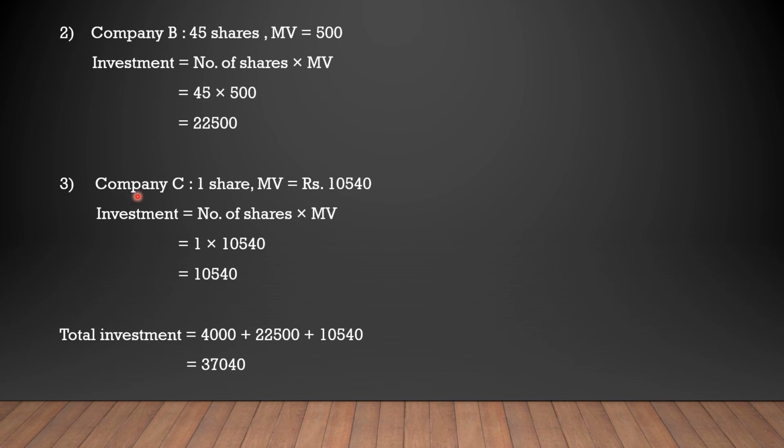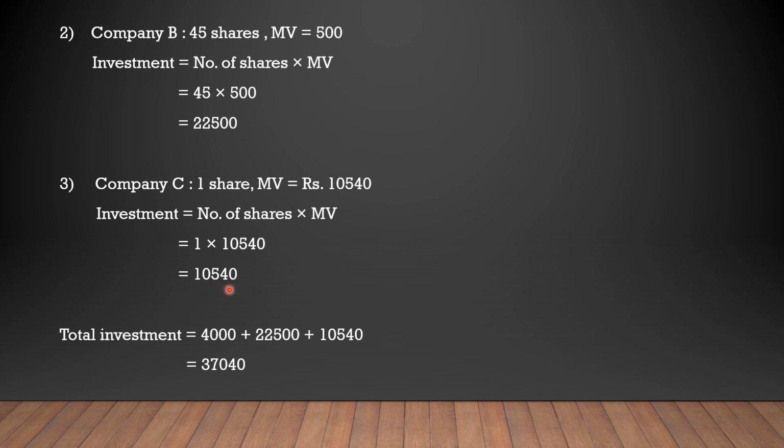Then third, company C. In company C, the number of shares is 1. Market value is 10,540. So we find the investment in company C. Investment is equal to number of shares into market value. So the number of shares is 1 and market value is 10,540. 1 into 10,540 is equal to 10,540.